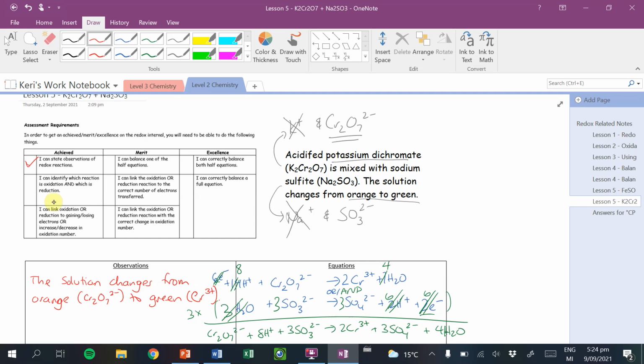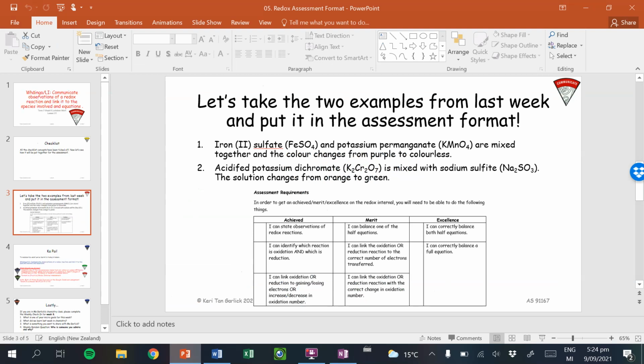So let's tick that off. Have I identified? Yes, I have. Have I talked about which one's which and why? Yes, I have. Have I did half the equation? Yep. Have I linked the oxidation number to the electrons? Yes. And yep. And then we do the last one, which is balance both equations to the full equation. All right. So that's basically everything that you'll need to do for this assessment.